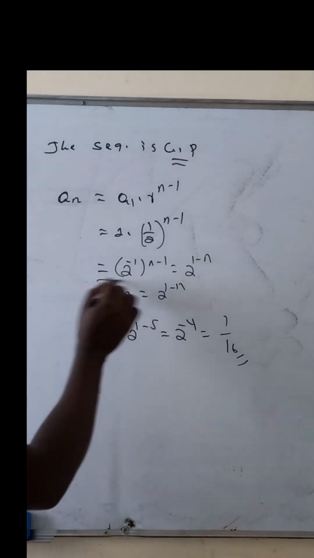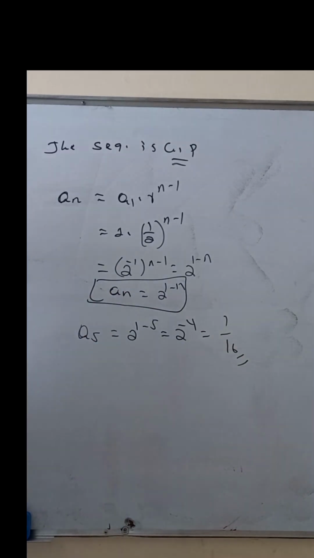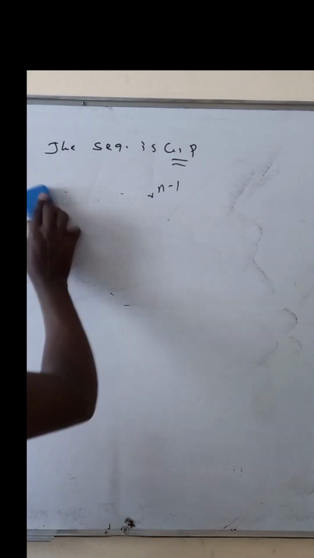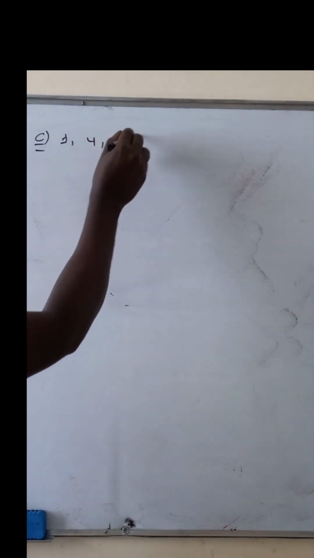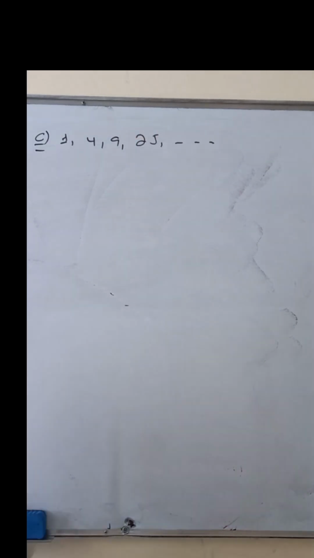First, you need to know how to find the nth term for arithmetic, geometric and quadratic sequences in general. So this is the way. Well, now let's come to the next problem. On the next problem, the last question, the sequence is 1, 4, 9, 25, and so on. What kind of sequence is it?